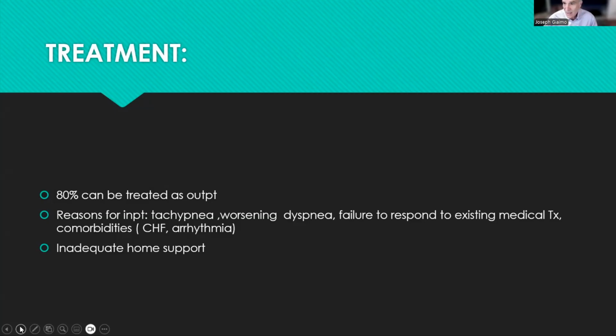Those types of things make you think more towards more intensity of their treatment plan. Also looking at medical comorbidities: if they have a history of congestive heart failure, they're diabetic, they have sleep apnea, other things, they're more likely not to do well as outpatients. And then certainly if they have inadequate support at home. If you have an elderly person who's not going to be able to get around and take care of themselves, a lot of times you lean more towards hospitalization than not.